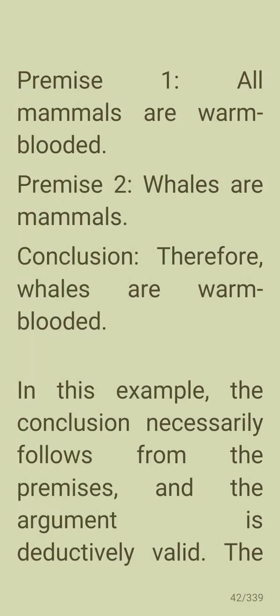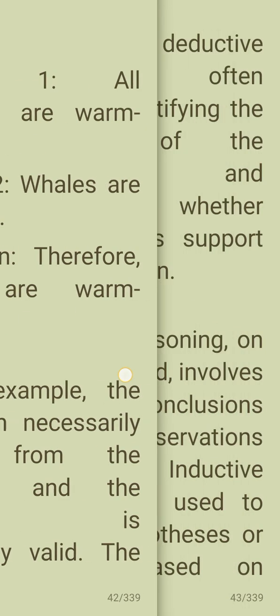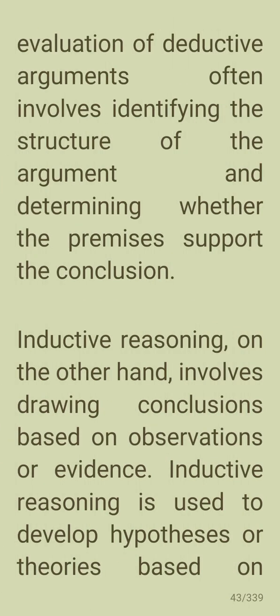Premise 1: all mammals are warm-blooded. Premise 2: whales are mammals. Conclusion: whales are warm-blooded. In this example, the conclusion necessarily follows from the premises and the argument is deductively valid. The evaluation of deductive arguments often involves identifying the structure of the argument and determining whether the premises support the conclusion. Inductive reasoning, on the other hand, involves drawing conclusions based on observations or evidence.